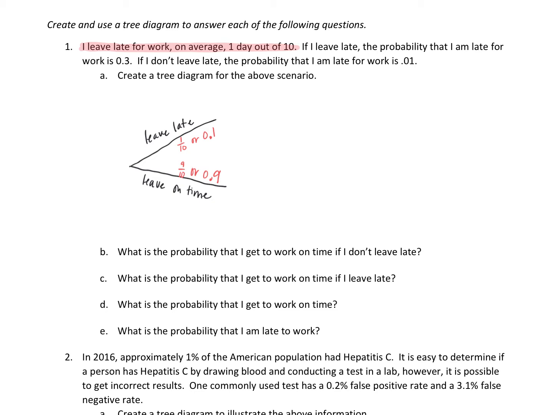So again, notice it only gave me the 1 out of 10, but you know that the two branches together have to add up to 1. So you just did 1 minus 1/10 to get the 9/10.